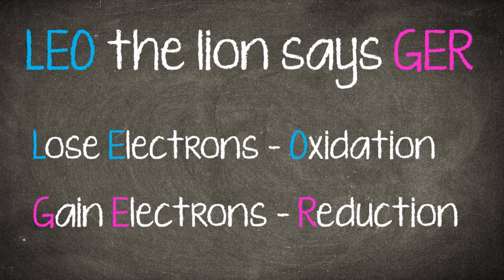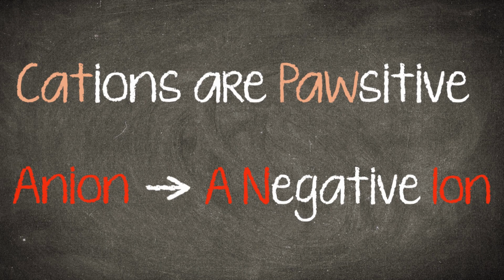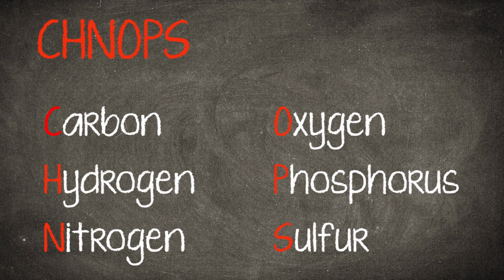Or if you forget what oxidation and reduction are, just remember Leo the lion says grr. Cations are positive, and an anion is a negative ion. And CHNOPS is an acronym for the 6 most abundant elements in living matter.